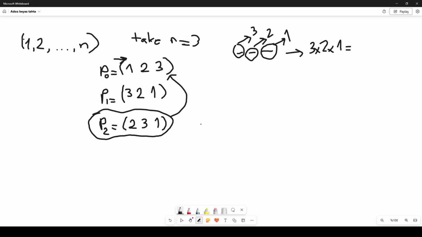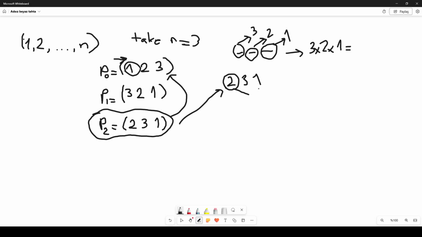So what I need to do is swap the elements. In other words, I need to perform some interchange operations to convert P2 into P0. Suppose I have 2, 3, 1, and I want to restore P0 by using this permutation, namely P2. So what should I do? Well, in the first position I have 2, but in P0 I have 1 in the first position.